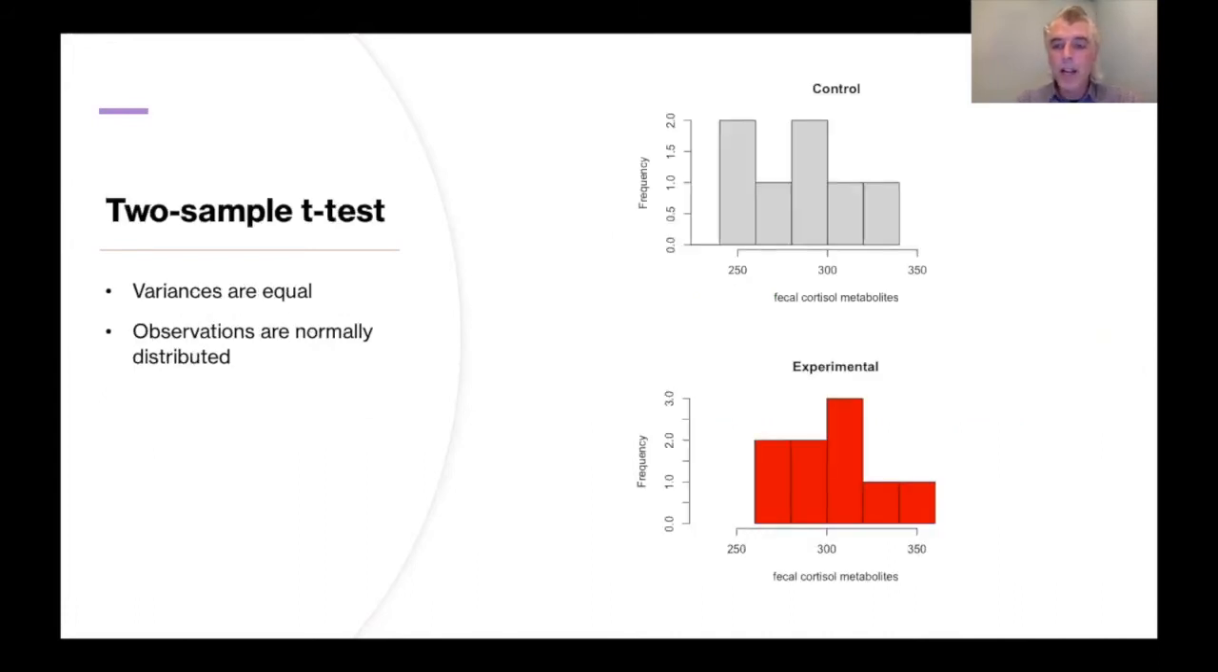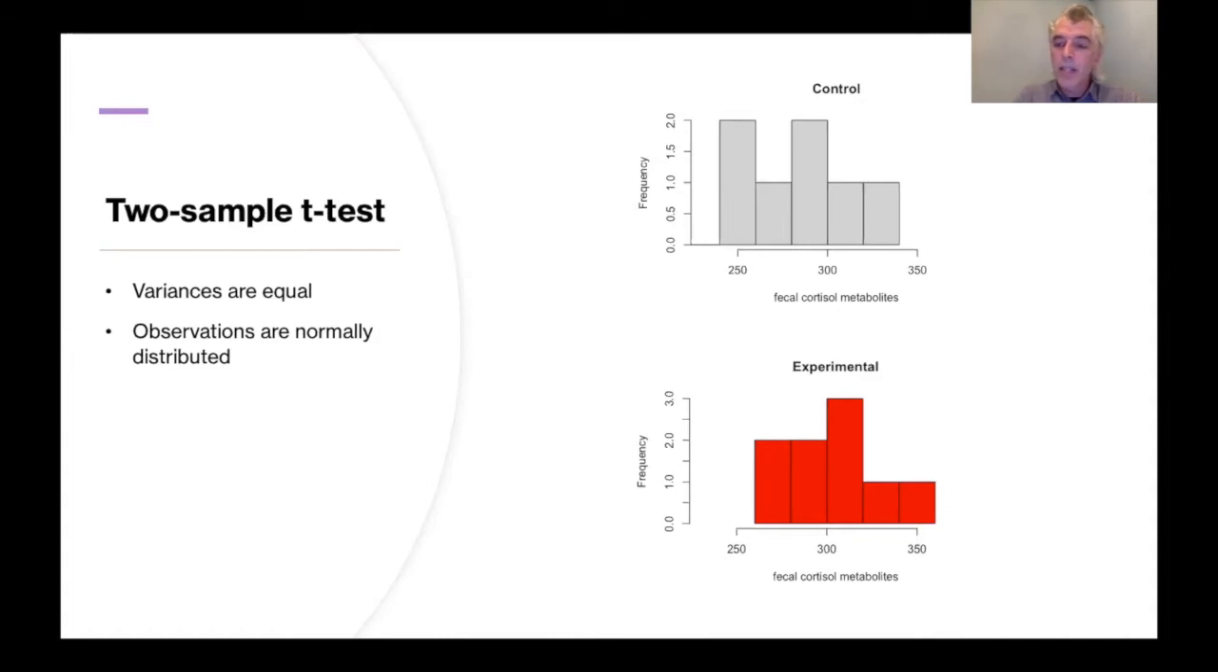But in other cases, it's not so immediately obvious whether the assumptions of our statistical test have been met. If you take, for example, the two-sample t-test, we have these additional assumptions that, first of all, the variances are equal between the two samples, and that the observations are normally distributed.